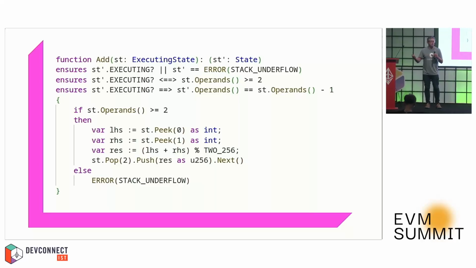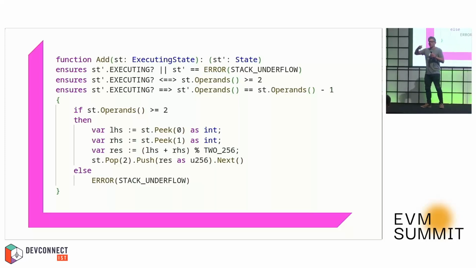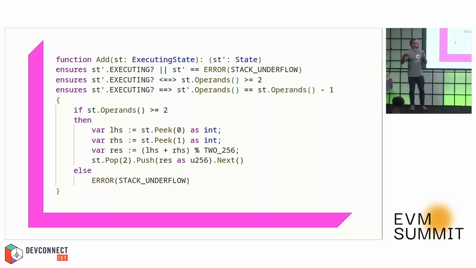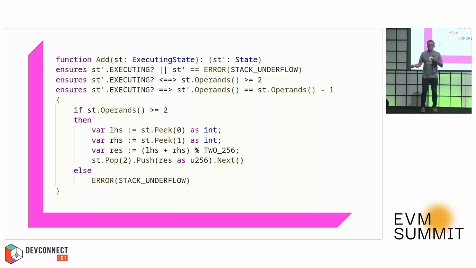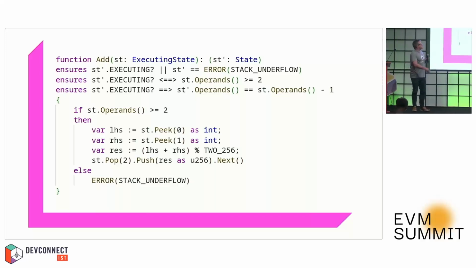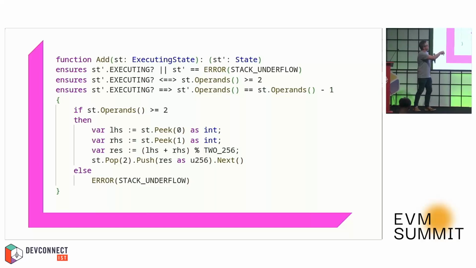Right? Which is quite different from most programming languages. So in this case, let's say the second ensures clause, it's basically saying, after the add instruction, if the EVM is still executing, then there must have been at least 2 operands on the stack, right? Otherwise, we would have had an exception, right? And if we look at the body, it's reasonably straightforward.